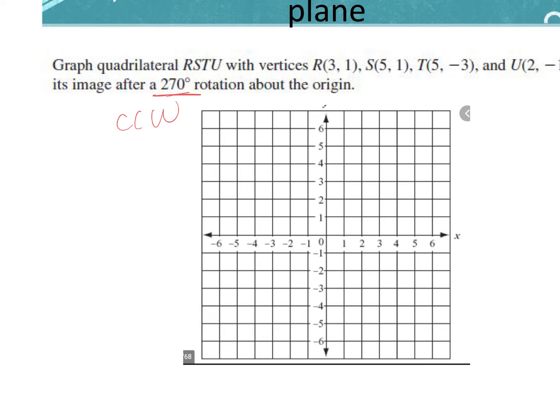And before we do anything, let's write down the rule that we have to apply. So if my coordinates were A, comma, B, how am I changing my coordinates for a 270-degree rotation counterclockwise? Very good. It's -B, comma, A. I think it's B, comma, -A. I put -B, comma, A.